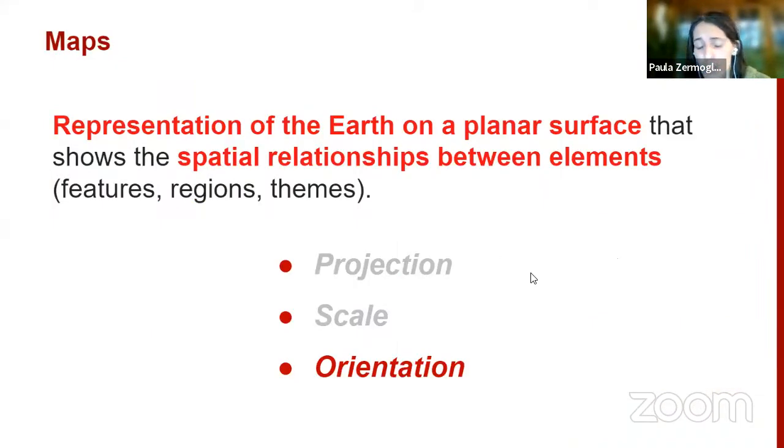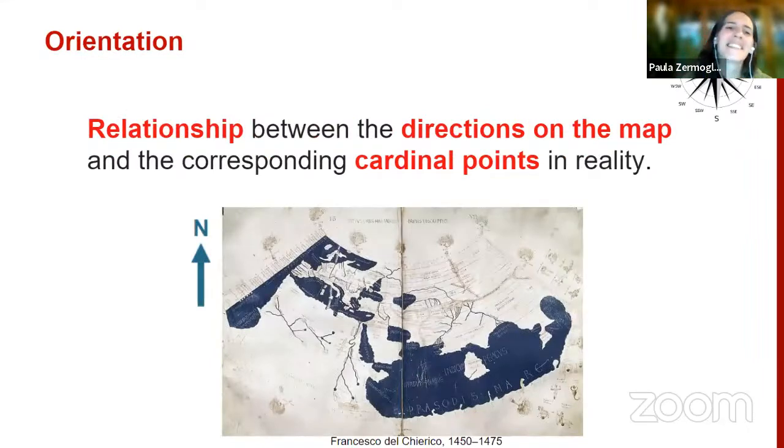So now that we have seen the projection and the scale, let's talk a little bit about orientation, which might seem much easier. The orientation is the relationship between the directions on the map and the cardinal points in reality. So north, south, east, west. For example, on this map on the screen, the north is up, in the upper part of the map. So it's oriented with the north up.